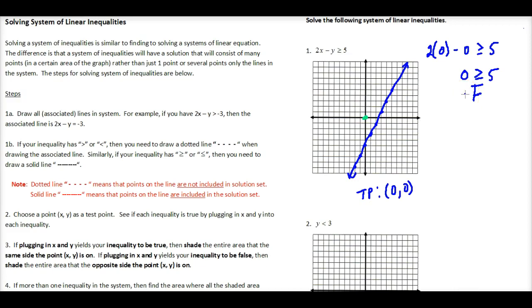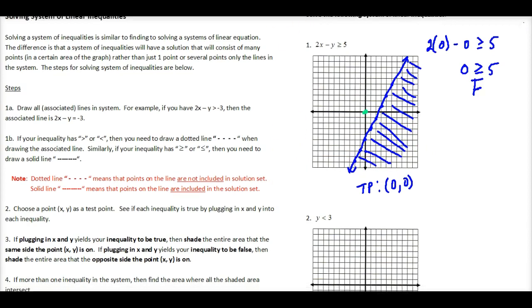So what this is telling us is that this whole area that is on the side where the test point is not the area that we need to shade. So we need everything that is in this other area here. So if we were shading, we would shade this, and the solution to this inequality would be all the points that are either on this line here or to the right of this line in this area. So now let's move on to the second example.